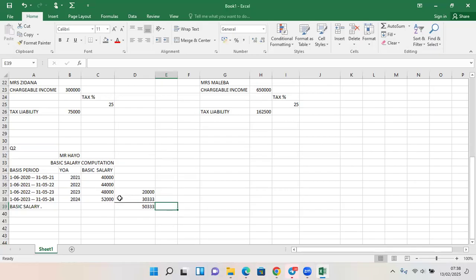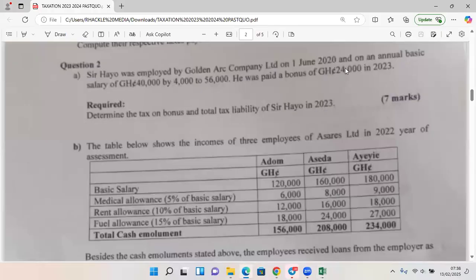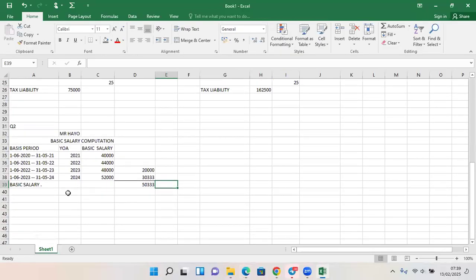Now we are told that he was paid a bonus, right? He was paid a bonus of 24,000 in the year 2023. So we have to compute the tax on bonus and also the total tax liability. So remember that the law says that if you want to know the tax on bonus, the one that will attract a normal tax rate of 5% final is going to be 15% of the basic salary, right?